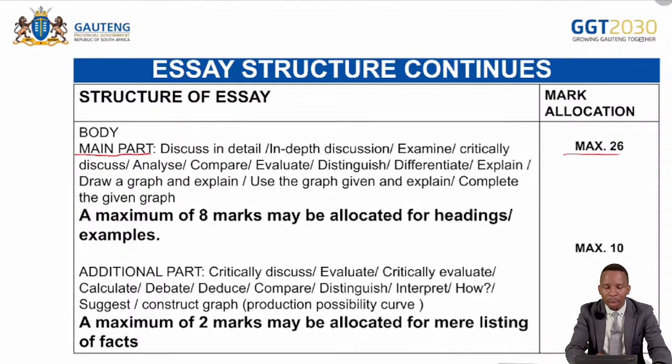So here, a maximum of 8 marks may be allocated for headings, including examples. That is a part of the lower order in your essay. And then the 18 marks will be for the content delivered, where you discuss the concept very deeply to get your marks.